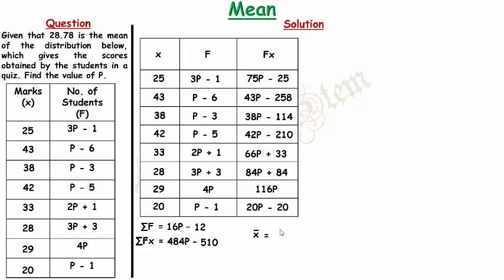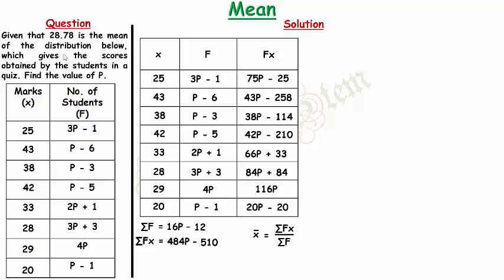To solve this problem, we need to use the formula for the mean, where x bar signifies the mean, and the mean is equal to the summation of the product of the frequency and x, divided by the summation of the frequency column. And I've gotten this already. Summation of f of x is 484P minus 510, and the summation of frequency is 16P minus 12.